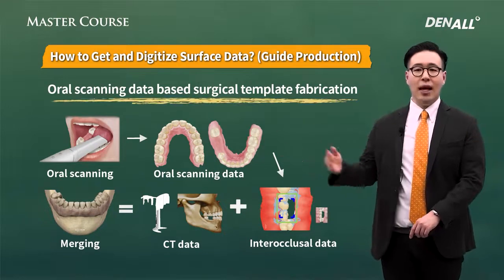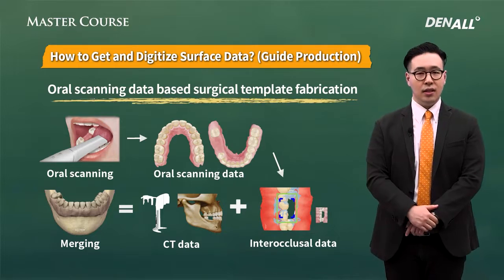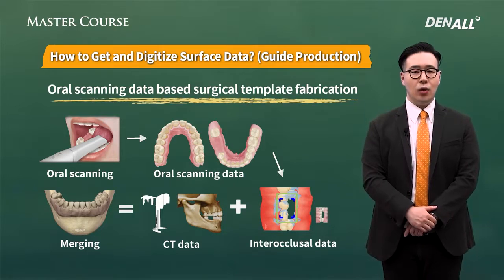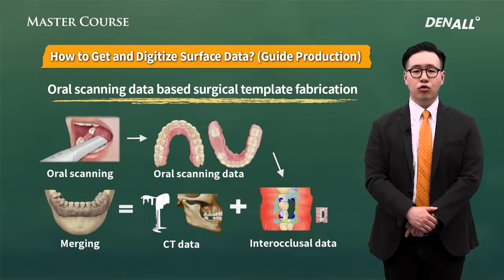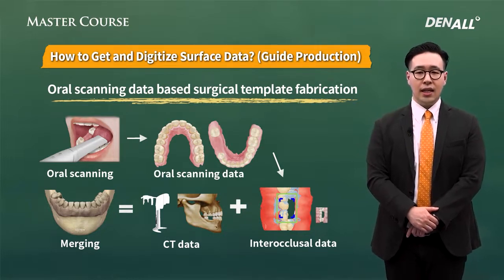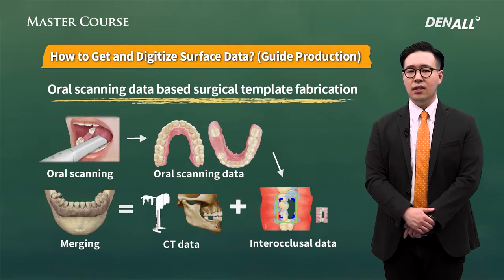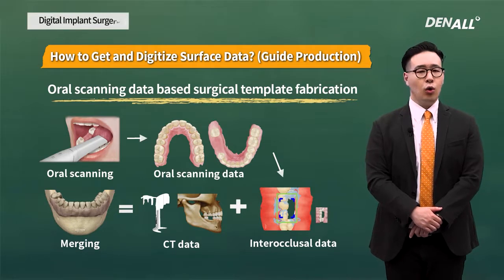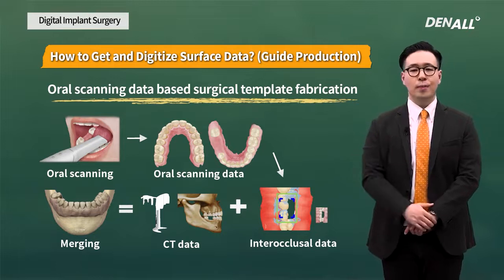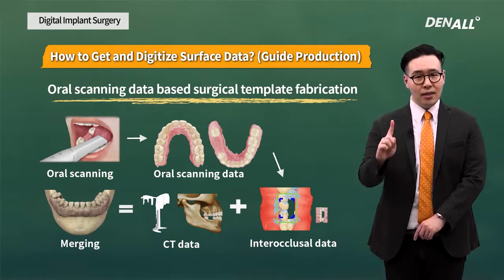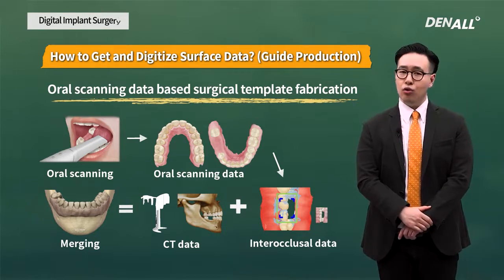If the patient's occlusion is stable, using an intraoral scanner, you can get the most accurate data. The intraoral scanner, whether it goes to the design center in your clinic or to the Osstem One Guide Center, the data can be immediately sent so that an accurate guide can be fabricated fast.